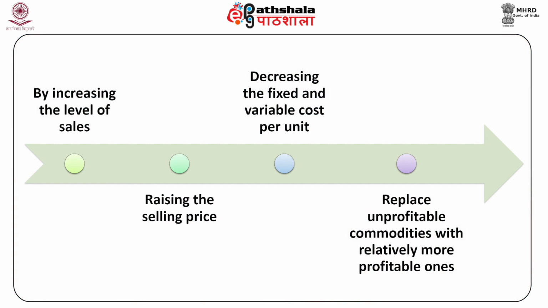The margin of safety can be improved by the following measures: by increasing the level of sales, raising the selling price, decreasing the fixed and variable cost per unit, and replacing the unprofitable commodities with relatively more profitable ones.